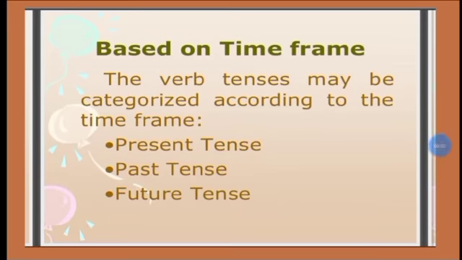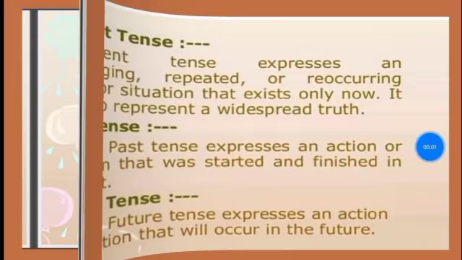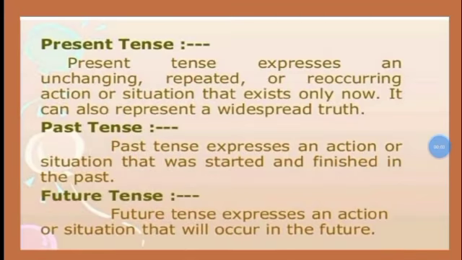Now, the verb tenses may be categorized according to the time frame, that is, when the action has taken place. What are the three types? Present tense, past tense, and future tense. Now, what is present tense, children?